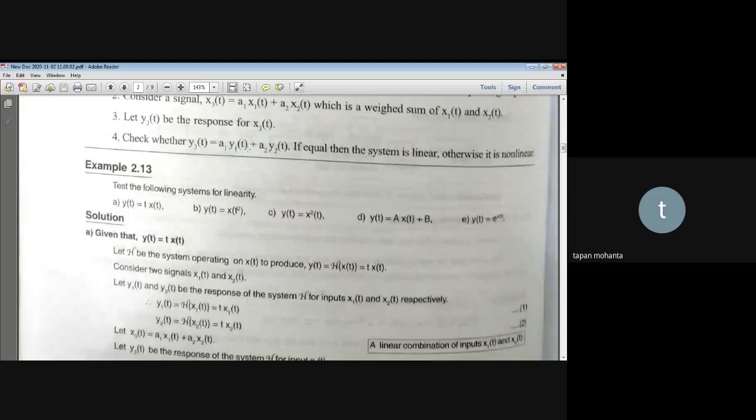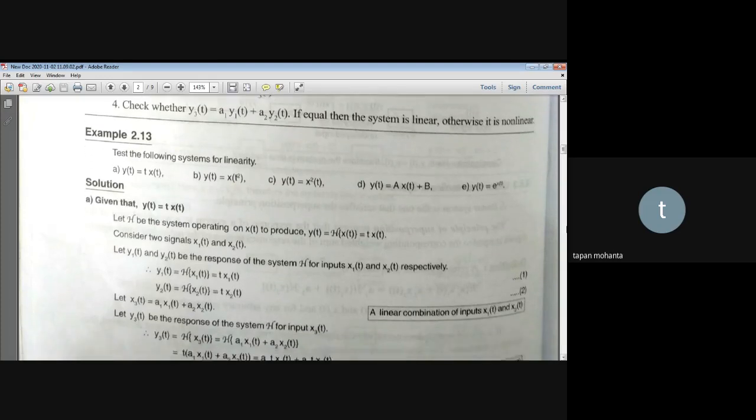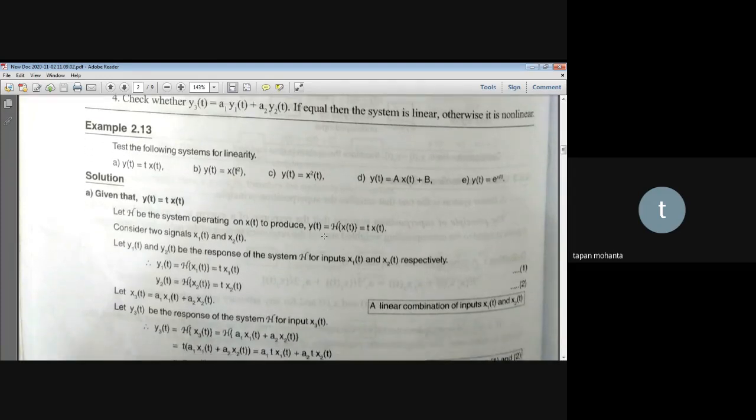So now the example: test whether the following systems are linear. The example is y of t, that means the output response is given, equal to t x of t. So given that y of t is equal to t x of t, according to our formula, y of t is equal to h, the operator, of x of t, that is equal to t x of t. This is very important.